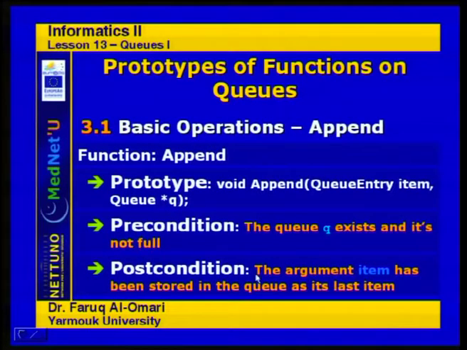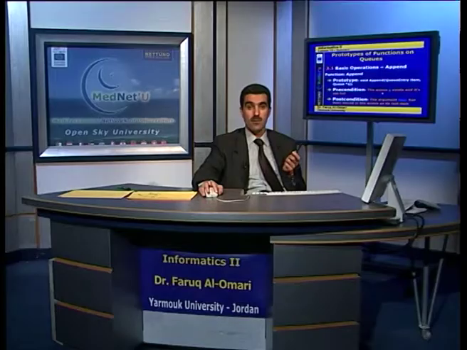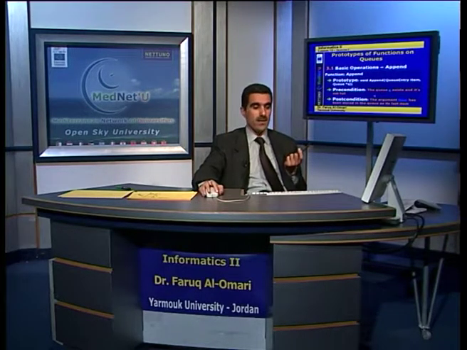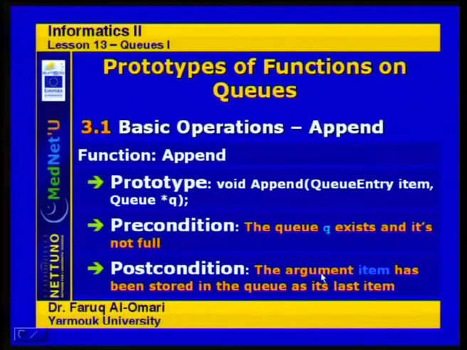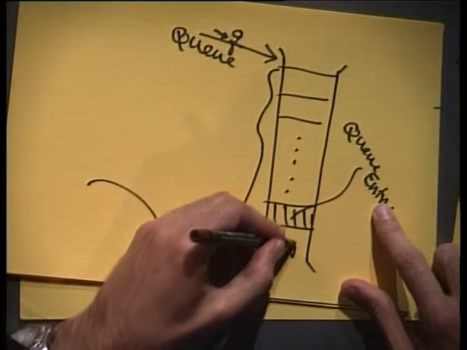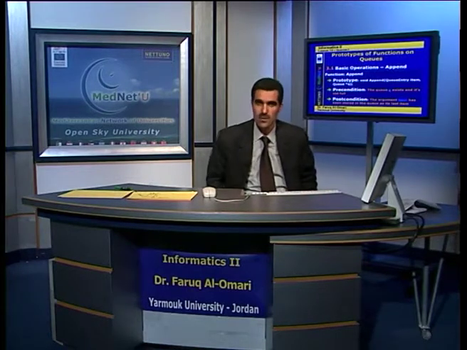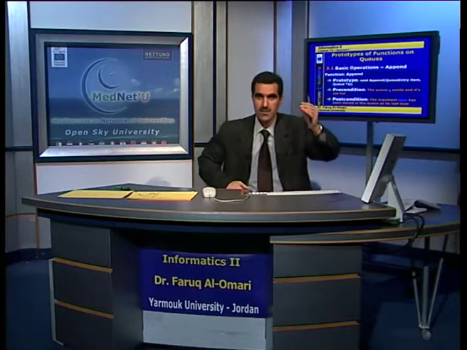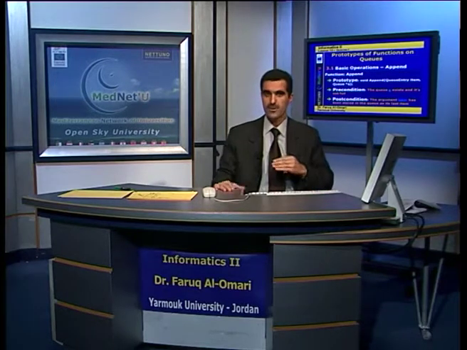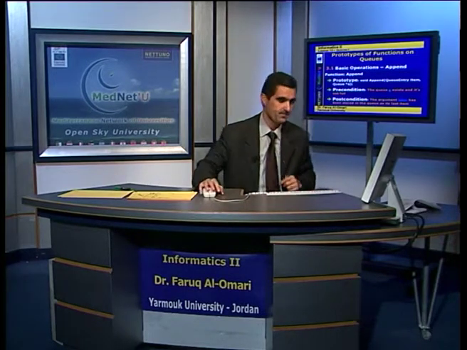The assumptions made in here are that Q already exists and it's not full. Of course, because if it's full, then I'm going to have some sort of overflow. The outcome: the argument item, this entry, will be stored in the queue as its last item. The new entry, when I append, goes here. And according to this, the rear will be adjusted. Front is going to stay the same. However, the rear pointer will be adjusted to point to this new entry.